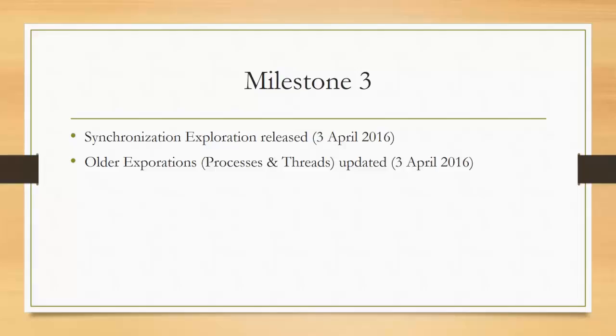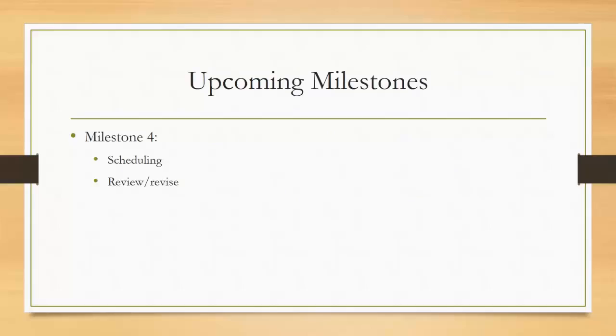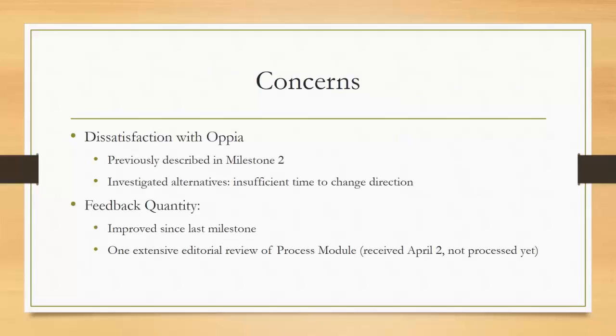Since milestone number 2, the synchronization exploration has been released on the Opia site, and the older explorations regarding processes and threads have also been updated. The next milestone, which is the final milestone of the project, will release the scheduling exploration and then review and revise all of the existing material, as well as provide a final project report. I previously have stated these concerns, but I thought I'd briefly capture them here again for anyone who has not seen the previous work.